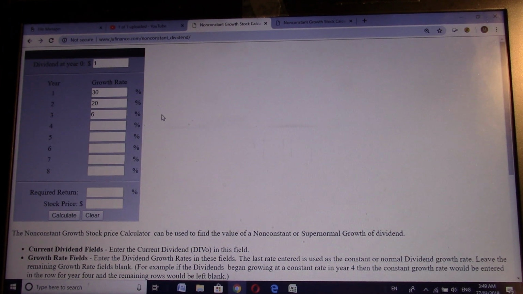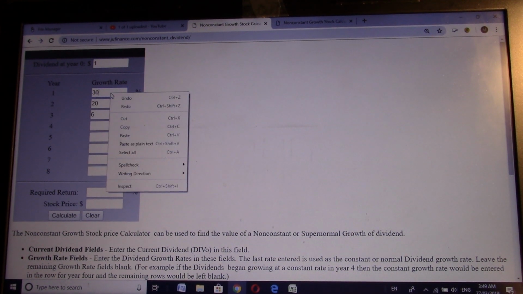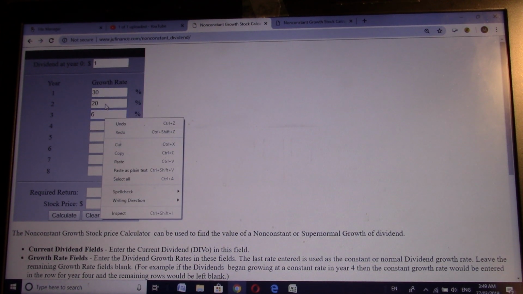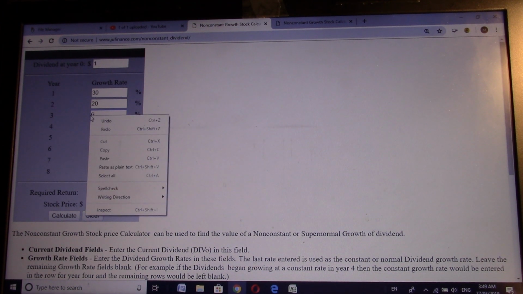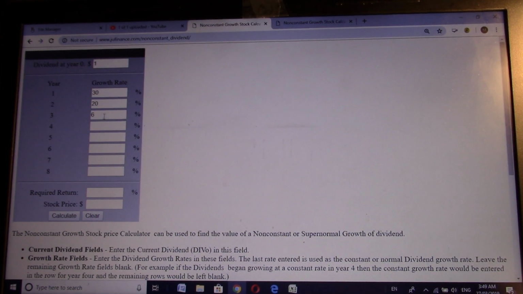So what we should do is figure out the dividend in year 1, which is $1 increased by 30%. Year 2 would be year 1's dividend increased by another 20%. For year 3's dividend, we can use D2, year 2's dividend, increased by 6%. That's D3. And since we are getting the dividend with constant growth since year 3, we can just apply the dividend growth model.